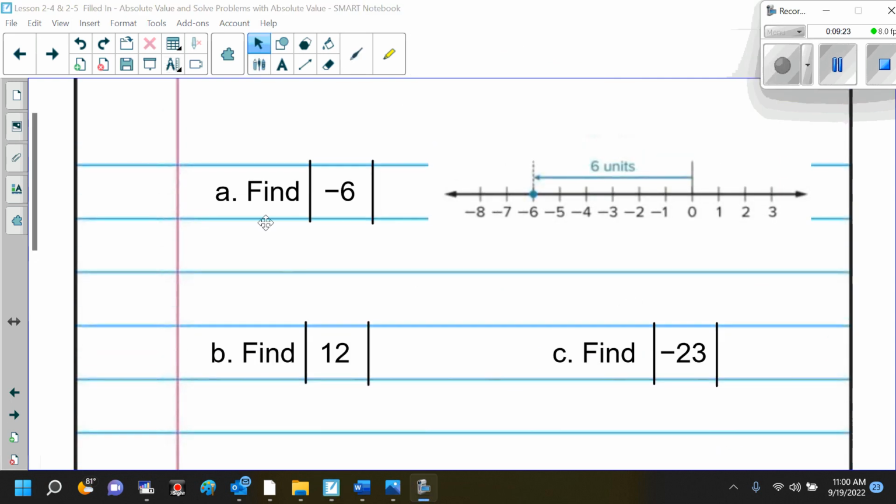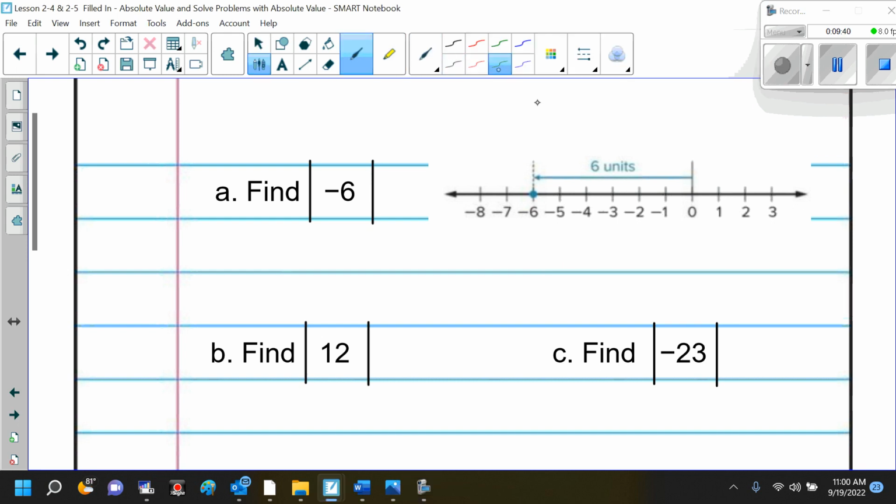All right, so this is example 2A. We want to find the absolute value of negative 6. So again, we want to ask ourselves, what is the distance, or how many jumps do we need to take to get to 0 from negative 6? So here's the negative 6. So we're jumping 1, 2, 3, 4, 5, 6 jumps. Does everybody see that? So the absolute value of negative 6 is 6.